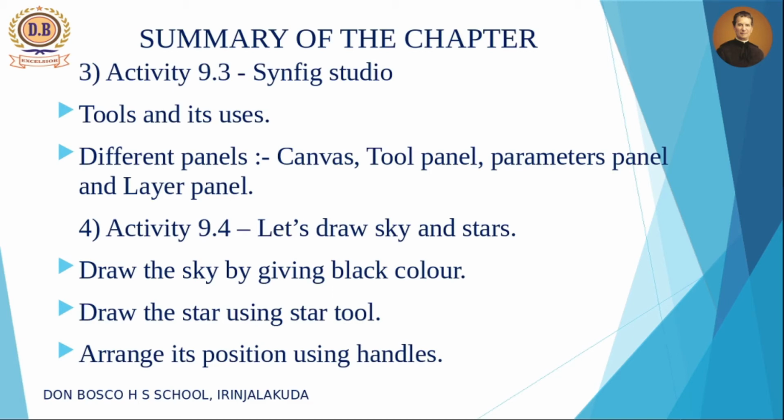After that, on the left side, you can see one tool panel, which is just similar to GIMP software. Several tools are there. And then the third panel is the parameters panel. We enter the current time and keyframes in the parameters panel. And the fourth panel is the layer panel. In the layer panel, we can select particular layers.